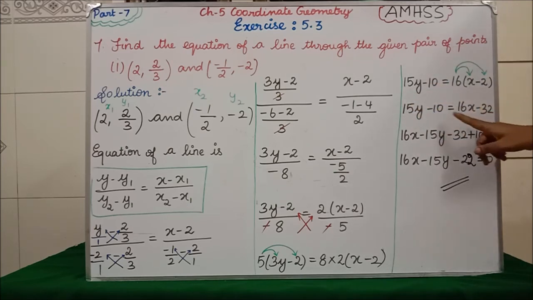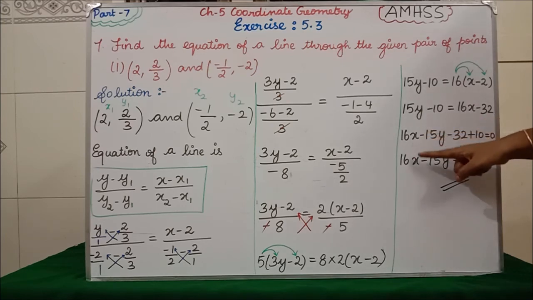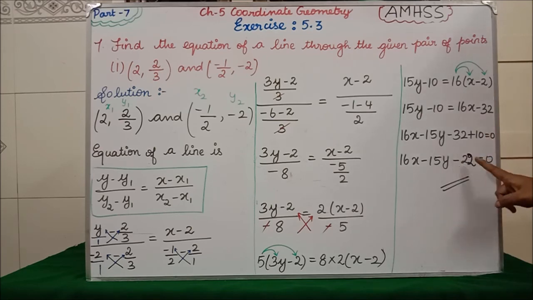So I will write 16x. Then next what term has to come? Y term. So y term is coming this side, means it will become minus 15y. Then minus 32 is already this side, so no need to change the sign. So write minus 32. This minus 10 will come this side, it will become plus 10. So 16x, 15y, minus 32 plus 10 is minus 22 equal to 0. Clear? This is the 7th question, first subdivision answer.